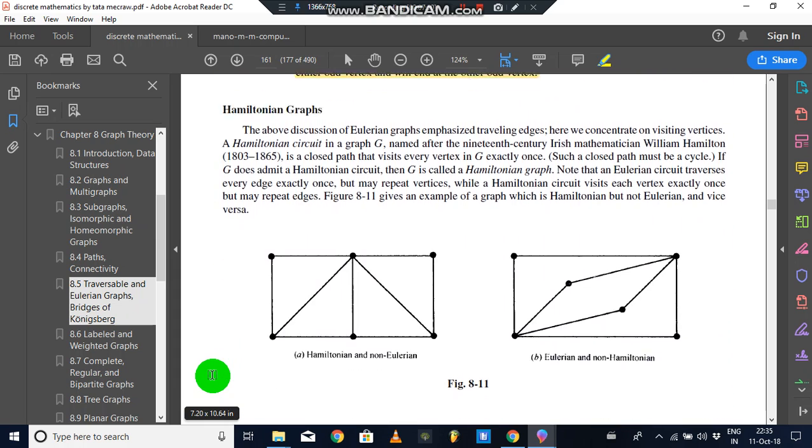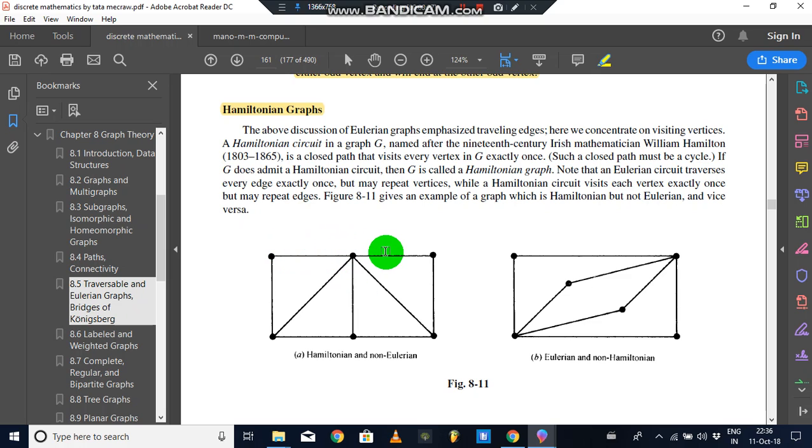So this is your another topic, Hamiltonian graph. This is a Hamiltonian and non-Eulerian graph. This is an Eulerian and non-Hamiltonian graph. Okay, why is this? Just see first this. First know what a Hamiltonian graph is.